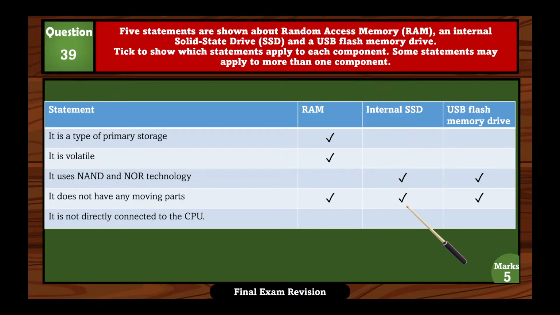Last, it is not directly connected to the CPU. So we know it's SSD and the USB flash memory drive. These two are secondary storage. So that is why they are not directly connected to the CPU, but the RAM is directly connected to the CPU.